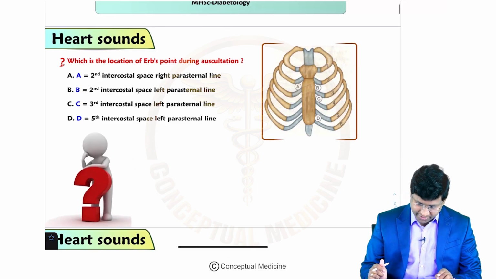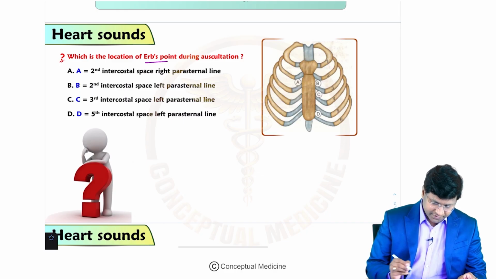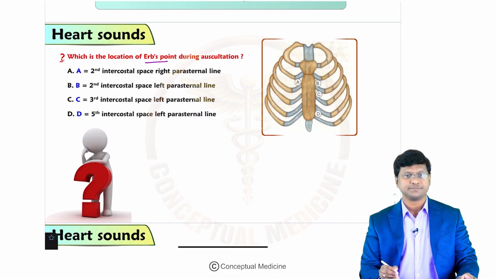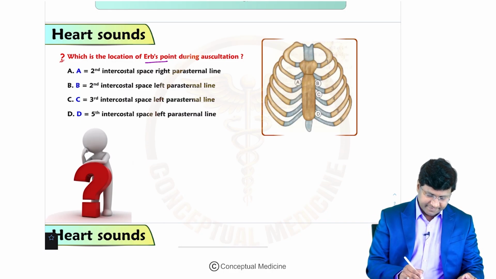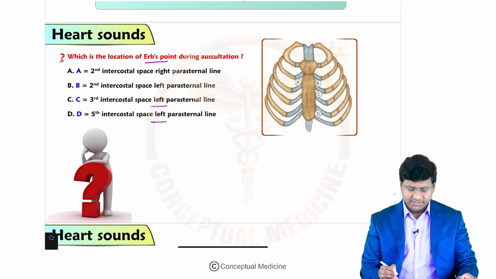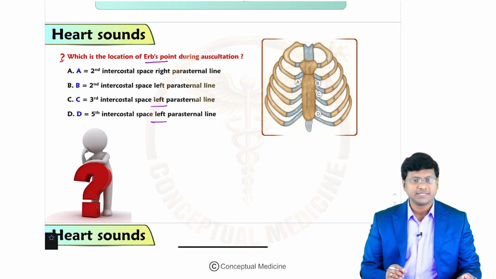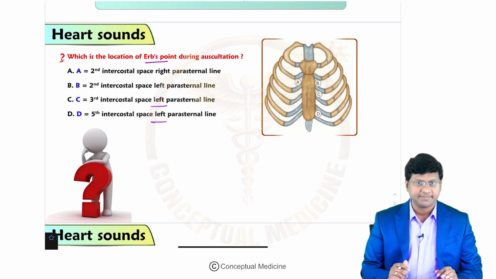If you see a question accordingly: which is the location of the Erb's point during auscultation? First option is second intercostal space, right parasternal line. Second intercostal space, left parasternal line. Third intercostal space, left parasternal line. Fifth intercostal space, left parasternal line. So what are the areas of auscultation? We will discuss and then come back to this question.